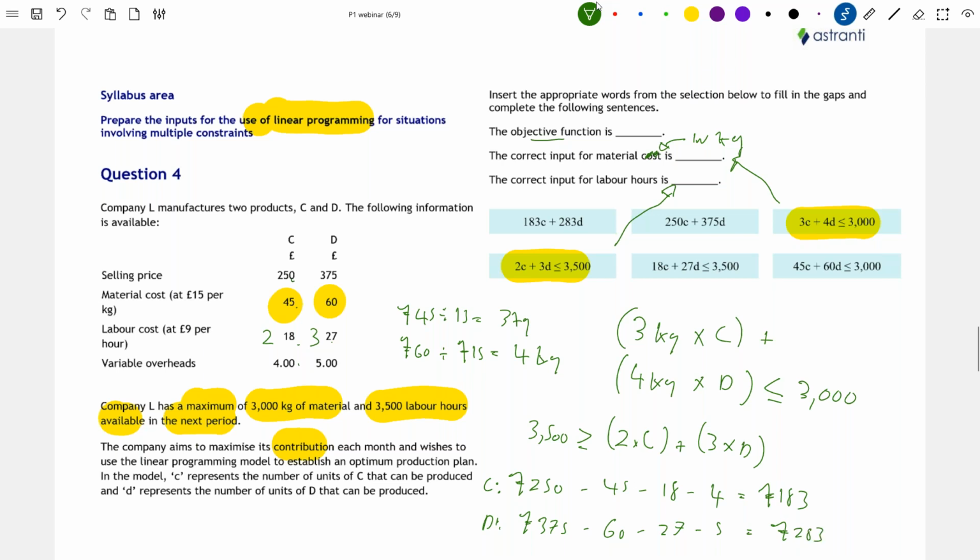So to figure out the total contribution that we're going to get, we multiply 183 by C and then add this to 283 times D. And this is our objective function. So in the language of linear programming, the company is aiming to maximize its contribution and therefore maximize its objective function. It wants to set an output that satisfies these constraints, that is possible given the resources it has available, and then make sure that whatever output this is makes this function the biggest. So we are trying to get the most contribution we can given the resources we have available.